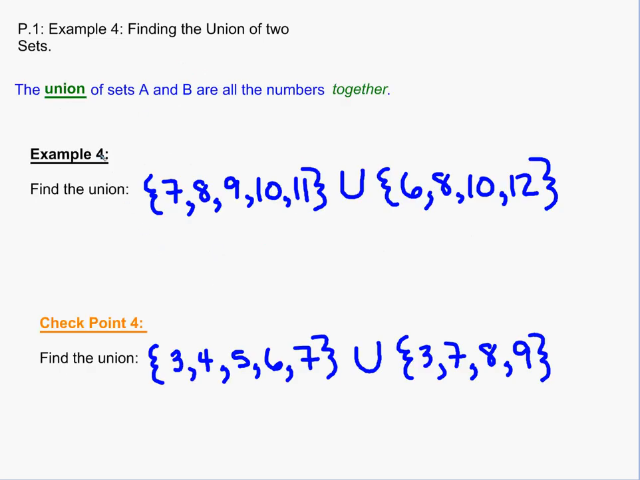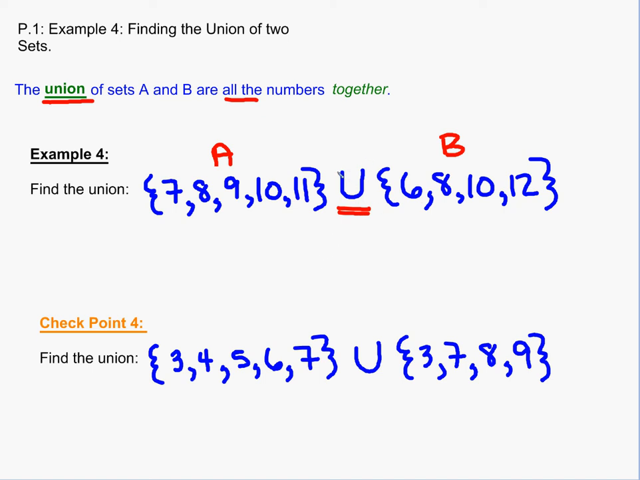And instead of finding the intersection of sets, we're now looking at the union of sets. When you're looking for the union of sets A and B, you're going to list all the numbers together. And here's what that looks like. In Example 4, it says find the union of set A, which are the numbers 7, 8, 9, 10, 11, and the set B, numbers 6, 8, 10, and 12. And look at the symbol for union. It's a right side up U, not upside down.